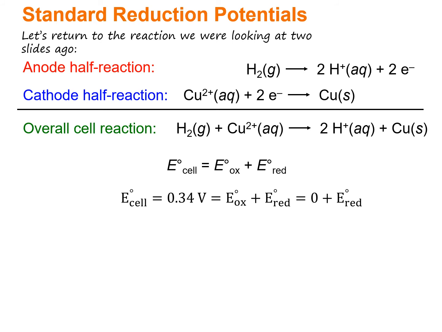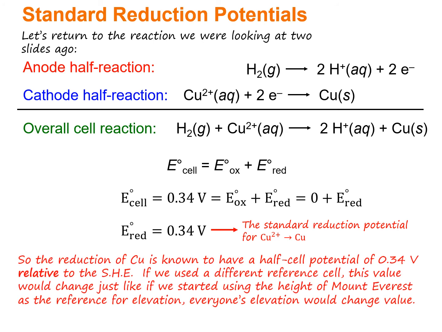But now that we've established a value for the reduction potential of the hydrogen, in this case we're interested in the oxidation as it serves as the anode, but we set that value to 0. So it becomes 0 plus the reduction potential equals 0.34 volts, which is to say that the standard reduction potential for copper is going to be 0.34 volts. So the reduction of copper is known to have a 0.34 voltage, but it's relative to the standard hydrogen electrode.